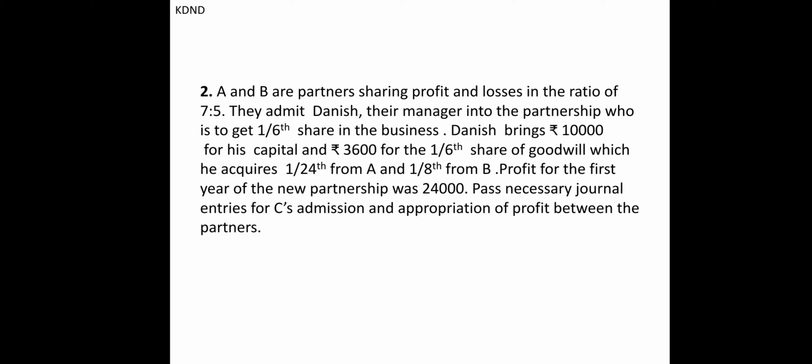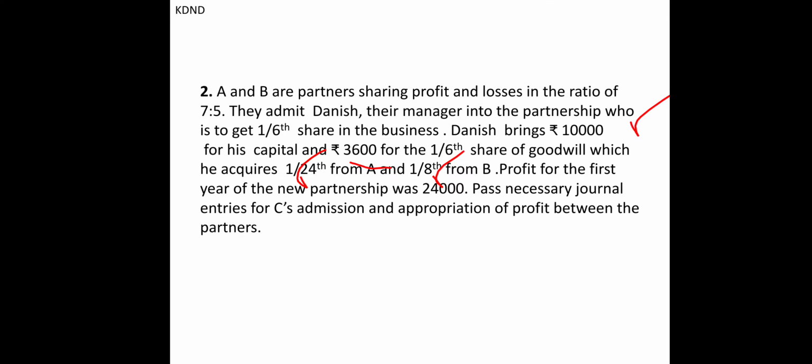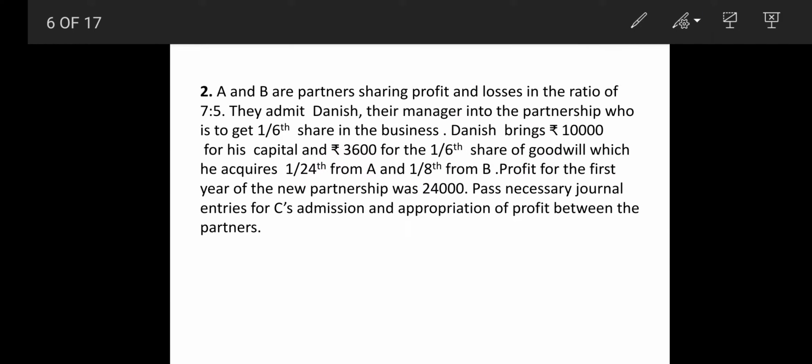So in this particular case, the new partner brings 10,000 as a capital and at the same time 3,600 as goodwill premium, and the acquired share is 1/24 and 1/8. To make the LCM equalize, we can easily get the sacrificing ratio, and then we have to find out the new profit sharing ratio also. Why? Because here they had specifically mentioned that profit for the first year of the new partnership was 24,000, and you have to pass journal entries for that also.